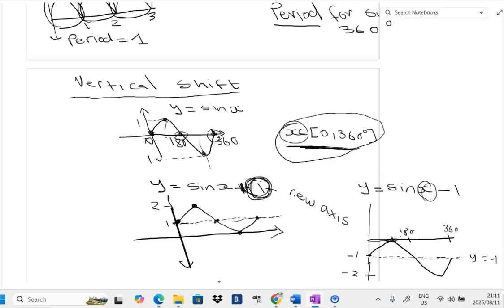So the domain of this function is going to be x is an element of 0 up to 360. So these are all the possible x values of this function. So now let's talk about the range, because this is the domain.